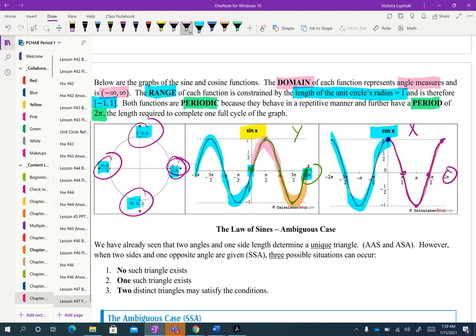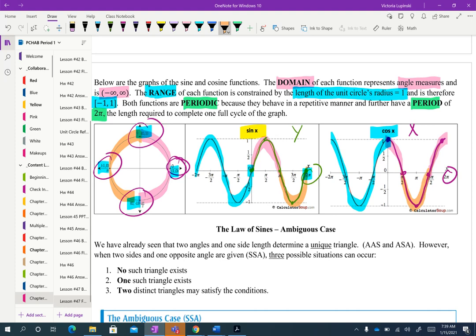What we want to consider here is the positivity and negativity. So remember, all students take calculus. Cosines are x's, which means they're supposed to be positive on the right side, which would be quadrant 1 and quadrant 4. And then x's are supposed to be negative in quadrants 2 and 3. So that's why the positivity and the negativity is slightly different than the sine wave.